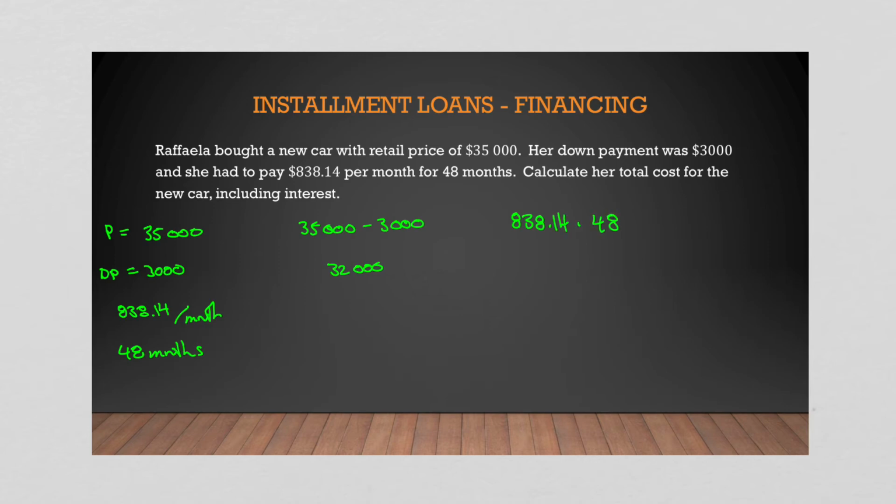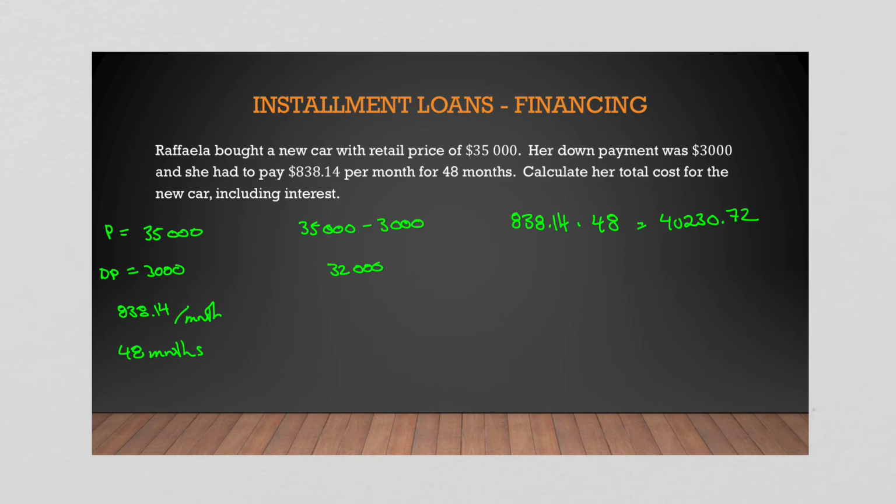So how much was her total amount that she paid? Well, she paid $40,230.72 over the 48-month period. Now let me just double check that calculation. $40,230.72. So that's her total payment amount. Now, if she paid that amount and her car was $35,000, then how much did she pay in interest?